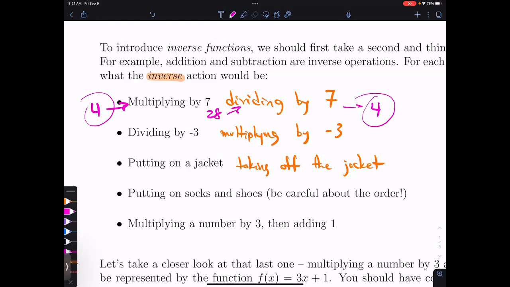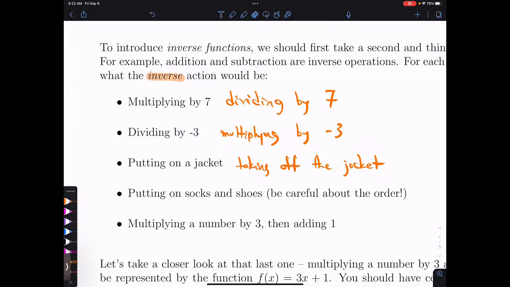Same thing happens with these others. Take a number, divide by -3, multiply that answer by -3, you get back the original number. You start with no jacket on, you put on a jacket, then you take off the jacket, you end up again where you started with no jacket on. Composition is doing one thing, then doing another thing, immediately after.